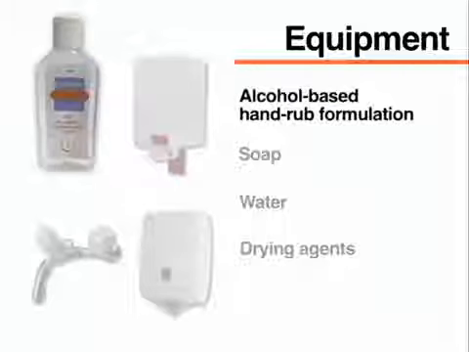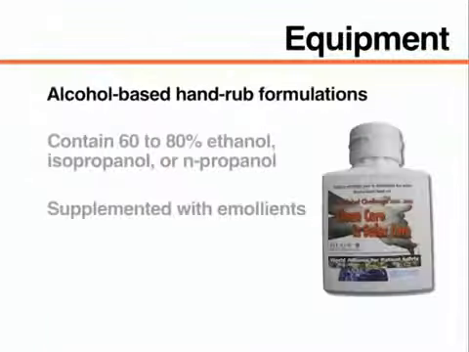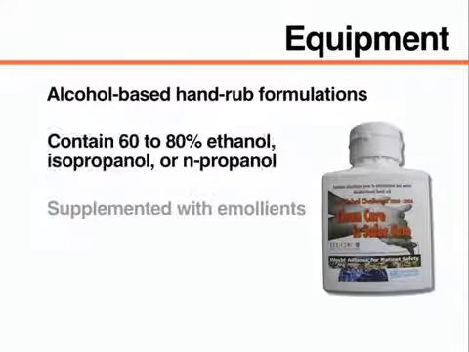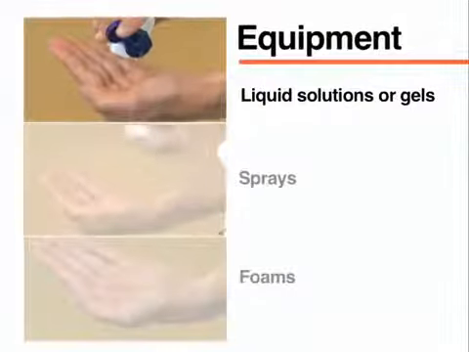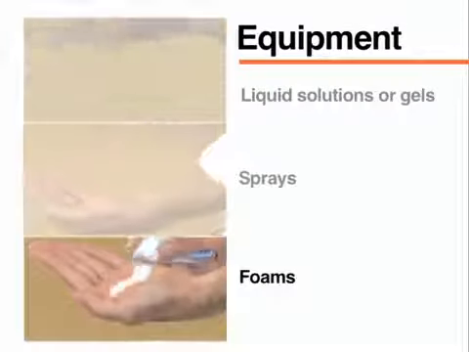You will need an alcohol-based hand rub formulation or soap, water, and drying agents such as disposable paper or cloth towels. Use alcohol-based hand rubs with proven antimicrobial efficacy. These usually contain 60 to 80% ethanol, isopropanol, or N-propanol, or a combination of these products. These hand rubs are supplemented with emollients to protect the skin. They are available as liquid solutions or gels, sprays, or foams.